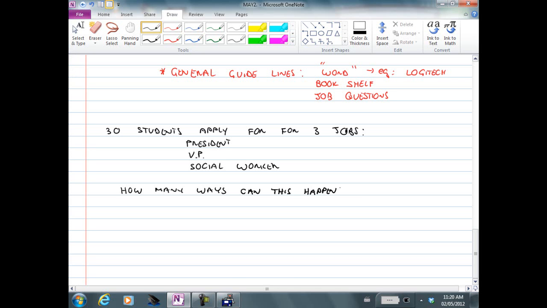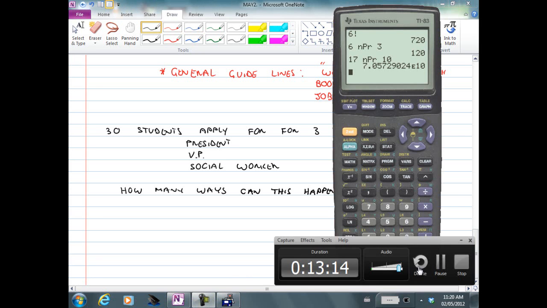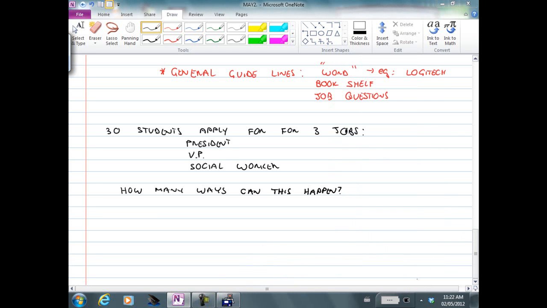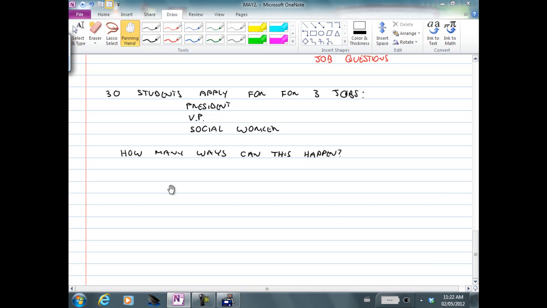30 students apply for 3 jobs. You have to have 1 student in every position. How many different scenarios can you have? Again, you can use 2 types. There's 2 methods of doing this. Any method you like. Good luck. Here we go. Who haven't asked yet? Randy, what method did you use? NPR? If you use NPR, what would you get?